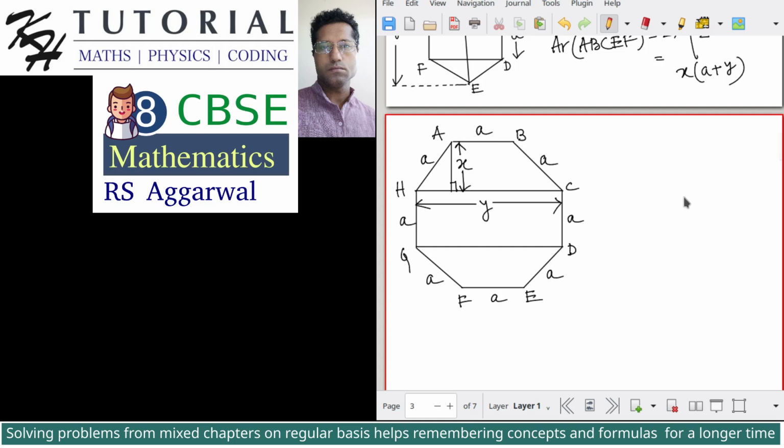In this example, how many sides are there?